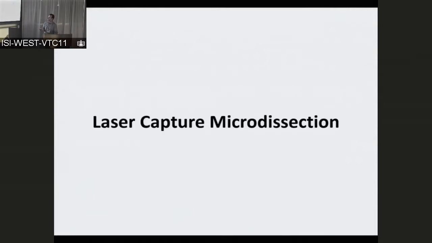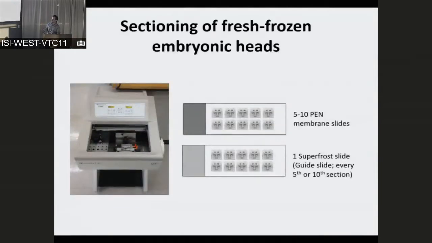So I'll just describe the method of laser capture microdissection that we're doing. It starts with sectioning fresh frozen embryonic heads in our cryostat. Generally, we make a series of slides that cover the entire suture, and then one in every 5 or one in every 10 slides will go to a regular glass slide. That'll act as a guide slide that I'll describe.